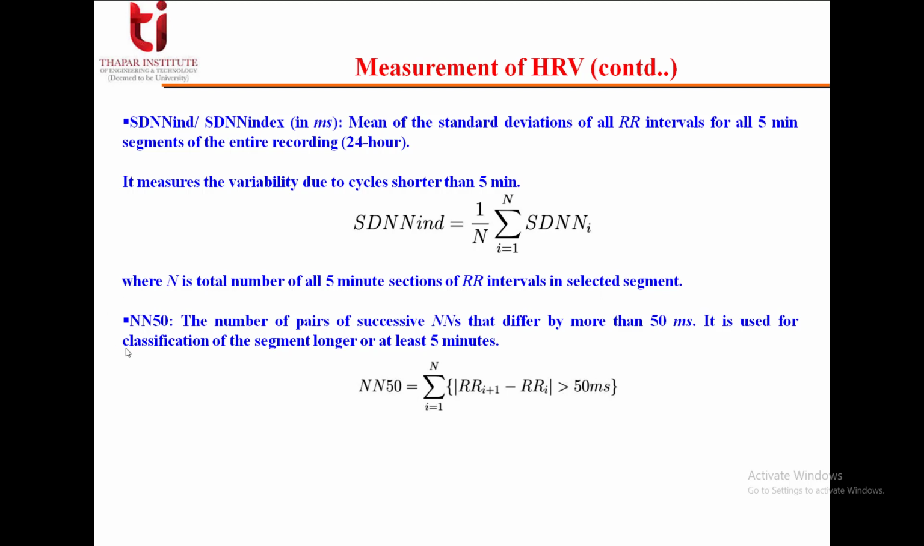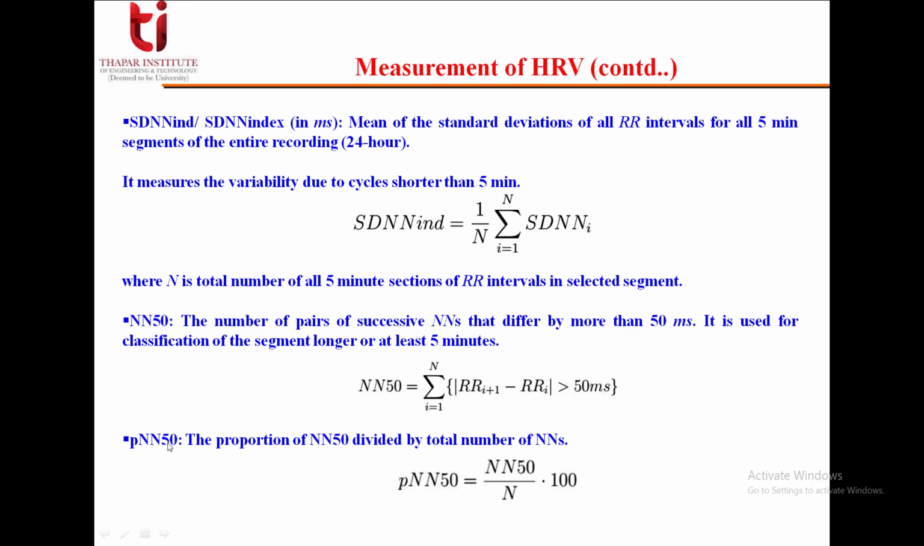Then we have another parameter, that is NN50. This is the number of pairs of successive NNs that differ by more than 50 milliseconds, and it is used for classification of the segment which is longer or at least 5 minutes. So as you can see, it is given by summation i equal to 1 to n of mod of RRi plus 1 minus RRi, and that is compared with 50 milliseconds.